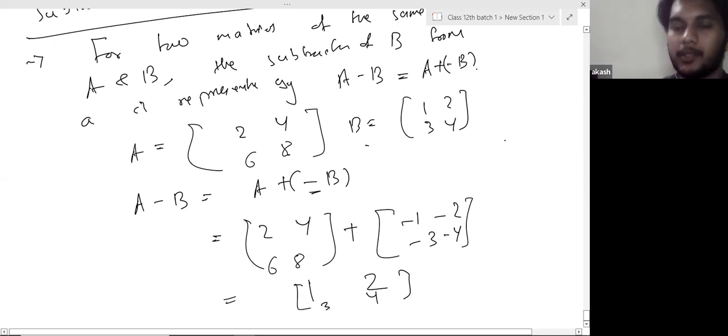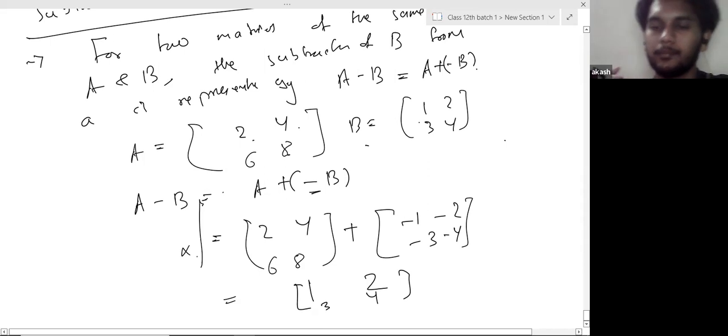This is subtraction of matrix. Don't write this step in exams. You can do direct subtraction also. This is just for your understanding. In examination, just subtract. 2 minus 1 is 1, 4 minus 2 is 2, like that. These steps are unnecessary.